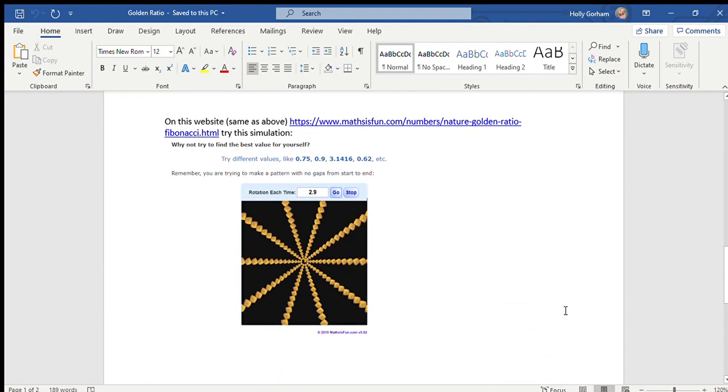Also, if you go back to this website, it was the one from above, and you click on the link and go down just a little ways, you'll see this come up where it says try different values. If you go right here and enter different numbers and hit go, it's going to create different spirals. So I just thought that was kind of cool that y'all might want to try that.